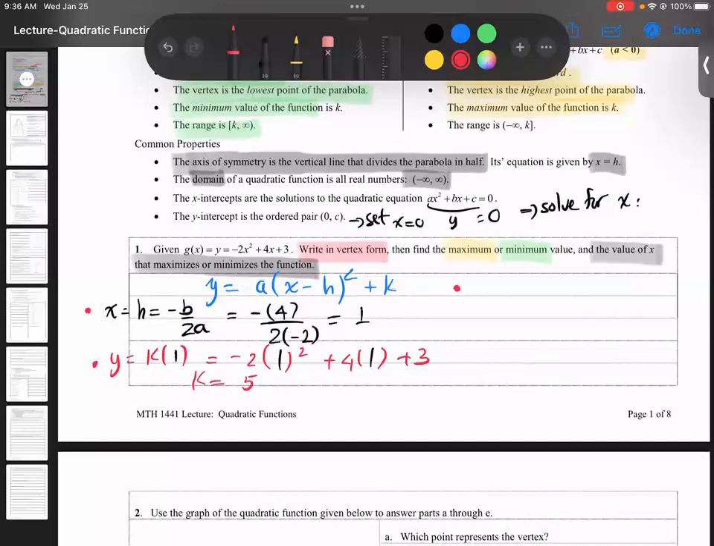What is a? No, that's k. What is a? Actually, right in your face. Next to the ax squared plus bx plus c, right? a is negative 2. So plug it in. So the final answer will be y equals negative 2 times quantity x minus 1 squared plus 5.